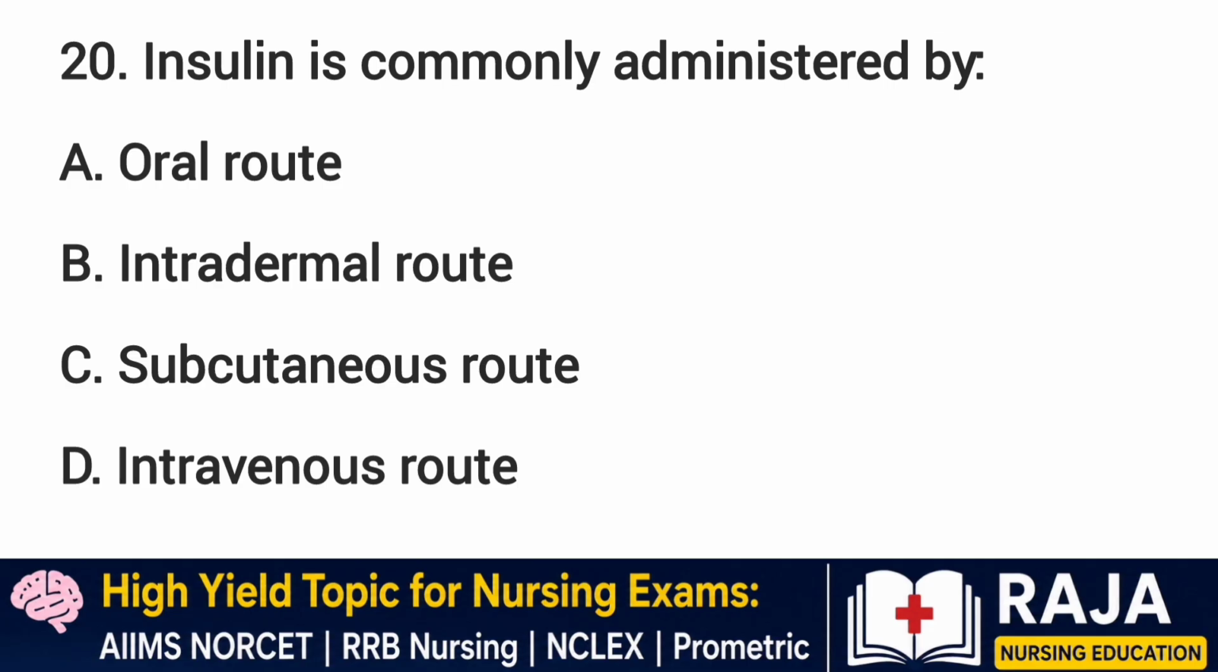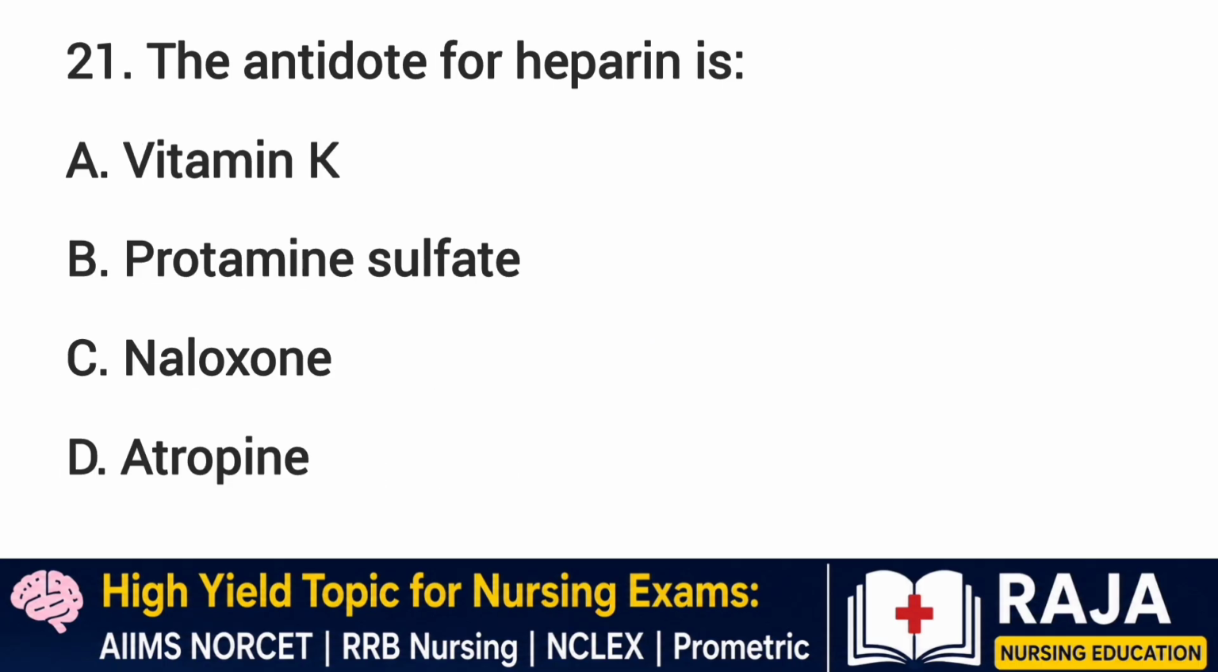Insulin is commonly administered by? C, subcutaneous route. The antidote for heparin is? The answer is B, protamine sulfate.